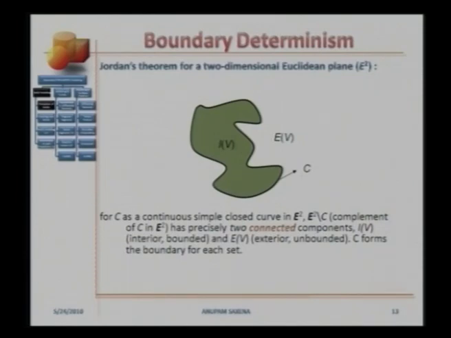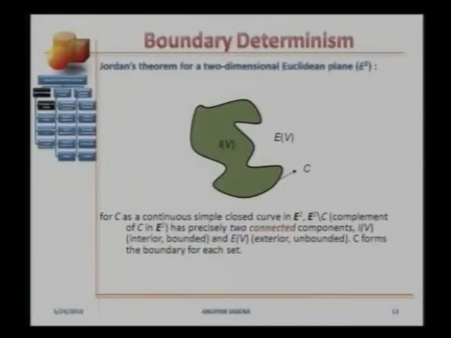In simple English, this property essentially says that you draw any curve on a plane. That curve needs to be simple and closed. That should not be self-intersecting. And that curve would divide a two-dimensional plane into two regions. One region will be lying inside the curve, and the other one will be lying outside the curve.